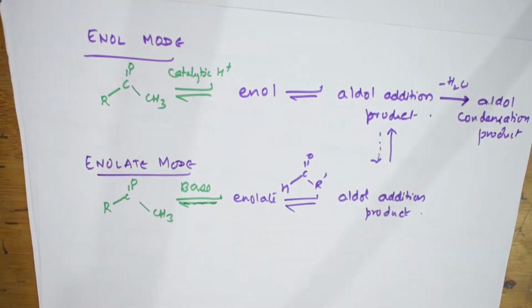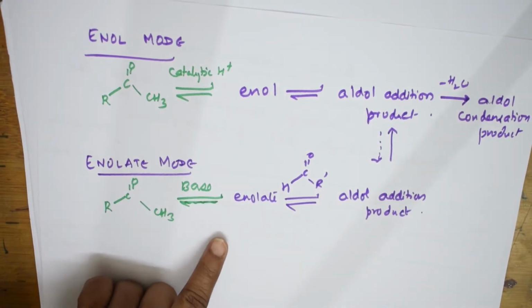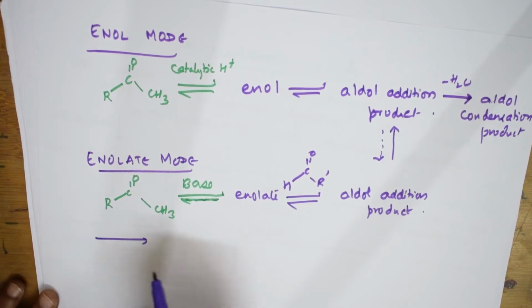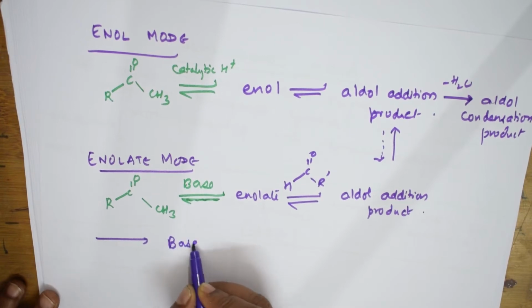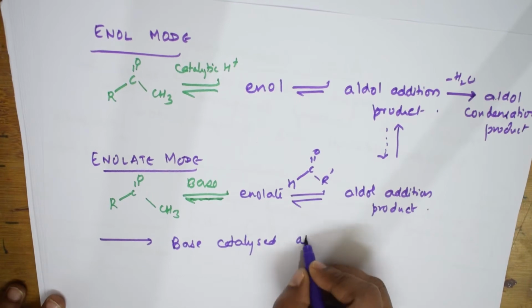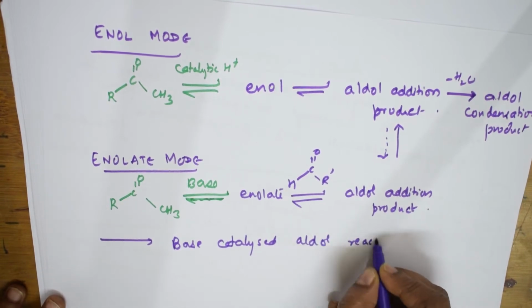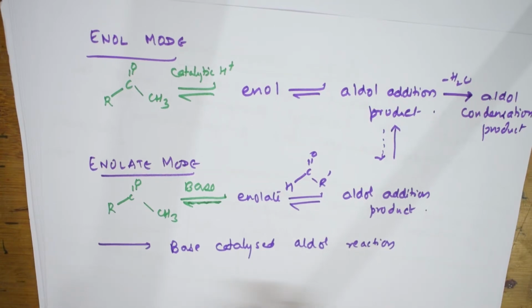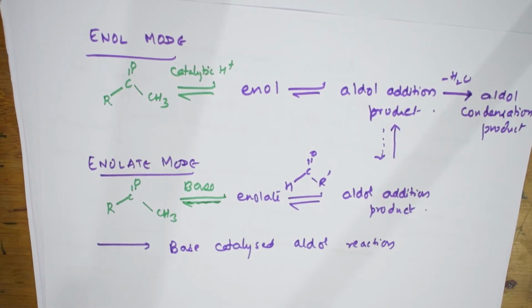Aldol addition product. This is understood, students? Clear? Right. Now further, in aldol condensation you also have different varieties, when I have to write the mechanisms. Here in aldol condensation, you can study the mechanism under base catalyzed aldol reaction. This is one method. You can also have, after this base catalyzed aldol reaction, base catalyzed dehydration, because both the steps will follow.